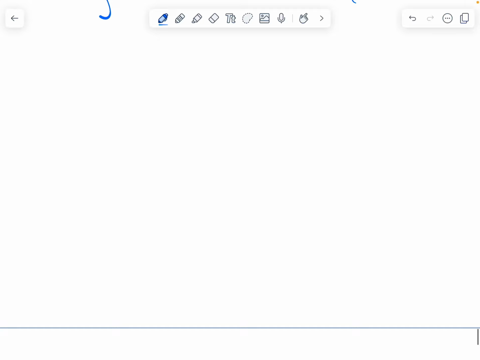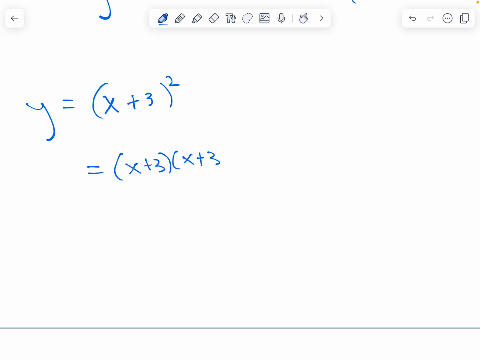Now, what if you have something that's written like this? What if it's like x plus 3 squared, and you want to find the y-intercept? Well, what you want to do is you want to get this equation and make it look like the other ones. So what is x plus 3 squared? X plus 3 squared is the same thing as x plus 3 times x plus 3. And if we use the box method, this is x, 3, this is x, 3.